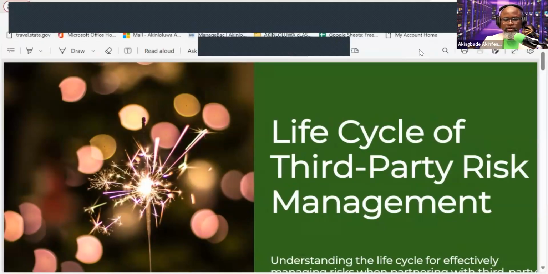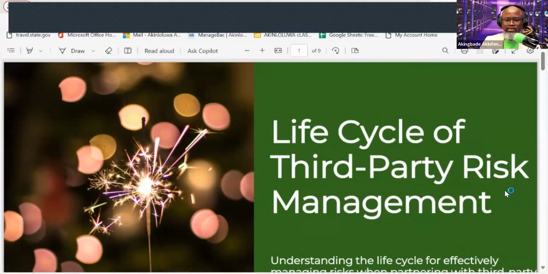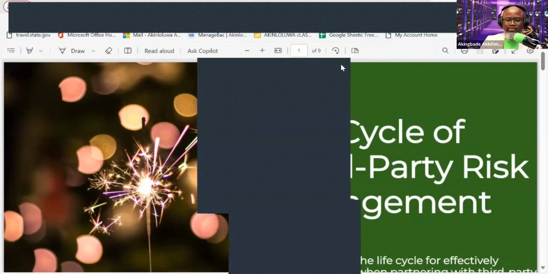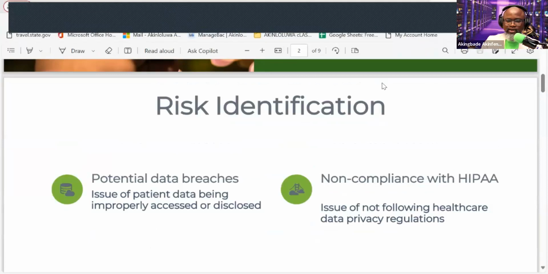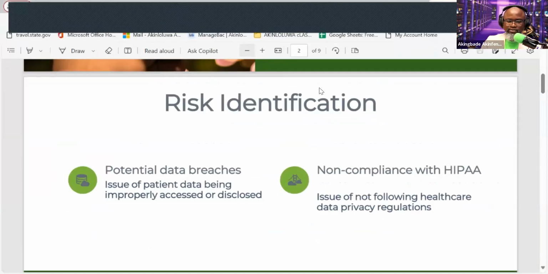So, we're just going to talk a little bit about the life cycle of third party risk in general. The goal is to understand in deeper terms what exactly is required for third party in general. So, let's get started. The first thing I will just throw out there is risk identification. I'll tell you what that means in simple terms.